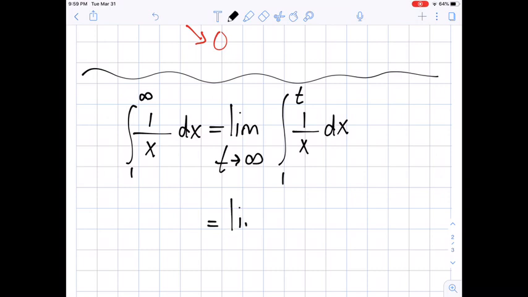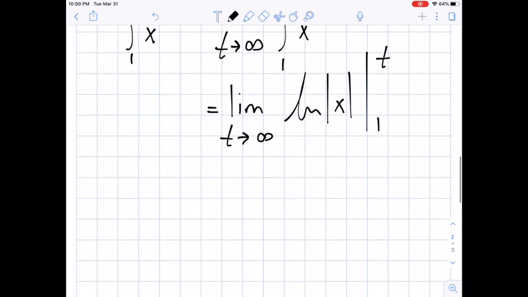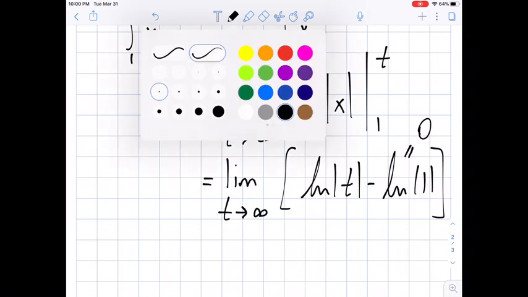And for this one, it may not seem different than the last one we went through, but now the antiderivative of 1 over x is going to be ln absolute value of x from 1 to t. So we finish off our FDC2, plug it in, we get ln of t minus ln of 1. Now, ln of 1 we know is just going to be 0, and so really we have just the limit here as t goes to infinity of ln of t.